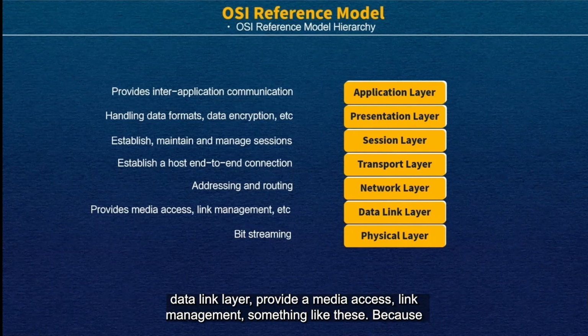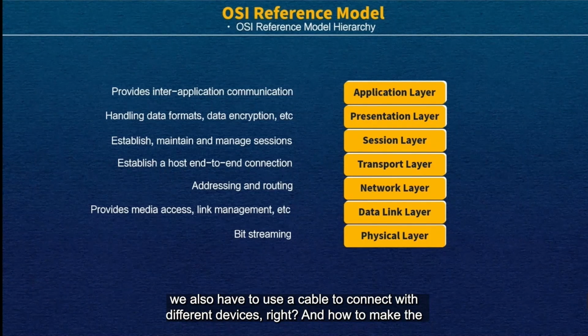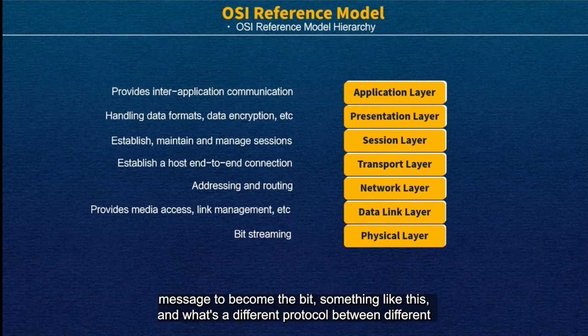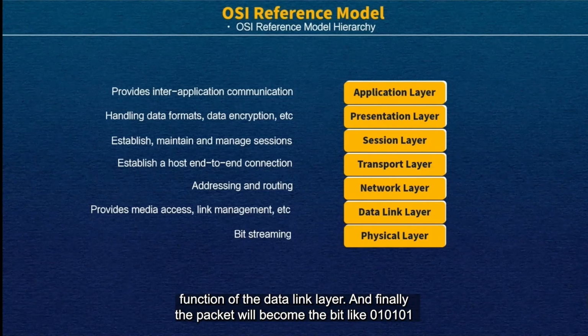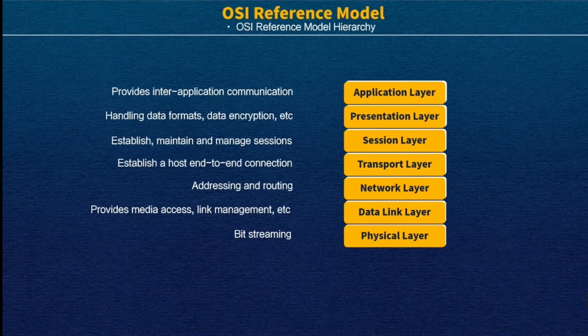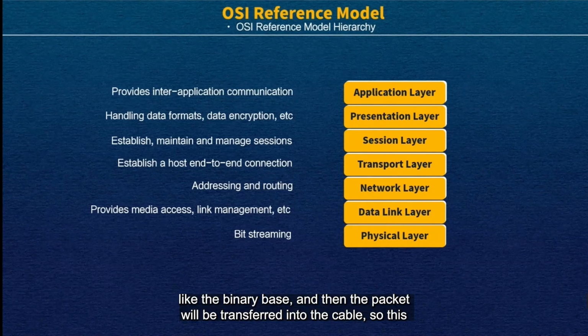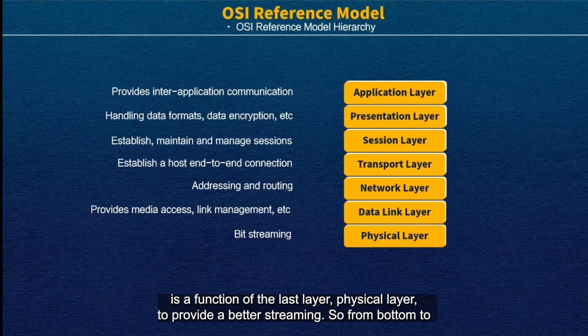And the next layer is the data link layer. It provides media access, link agreement, something like this. Because we also have to use cables to connect different devices, right? And how to make the message become bits, something like this. And what are the different protocols for different cables, like fiber, like twisted pair. So this is the function of the data link layer. And finally, the packets will become bits like 010101, binary bits, and then they will be transferred into the cable. So this is the function of the last layer, the physical layer, to provide the bit streaming.